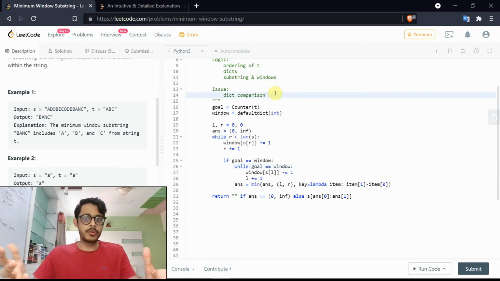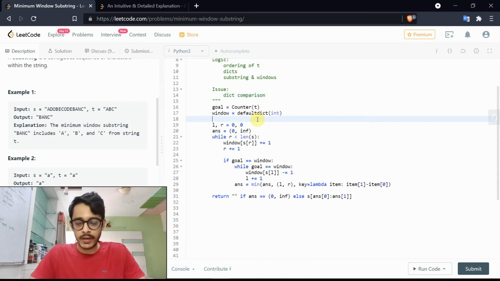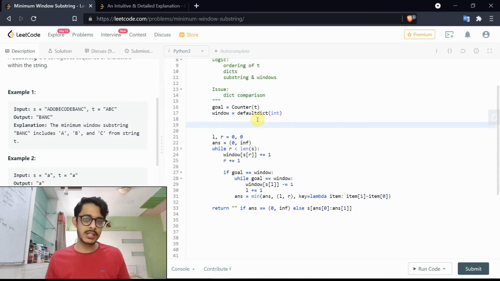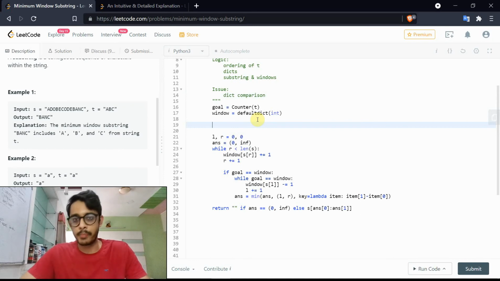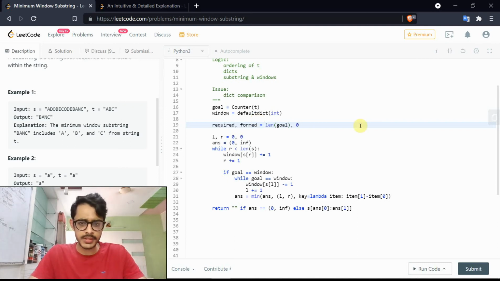Of course, we're getting closer and closer to the answer. Instead of comparing these dictionaries, we can just take their lengths and compare that. So we'll have the required length. We'll say required and formed, starting with the length of goal. And formed is the current length of the window, but it's not just the length of the window anymore. It's also representing how many valid characters have been accessed in the window, which are the same as the goal.